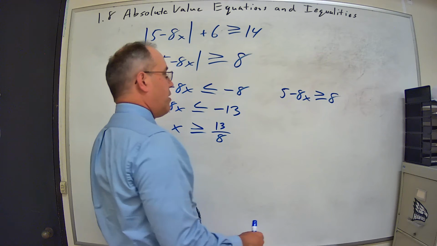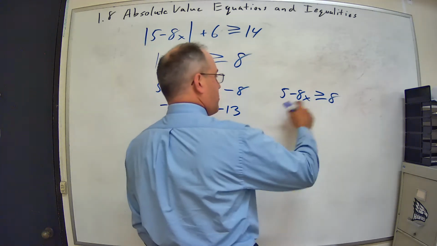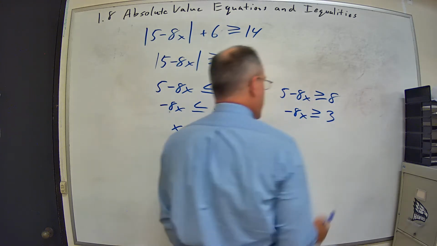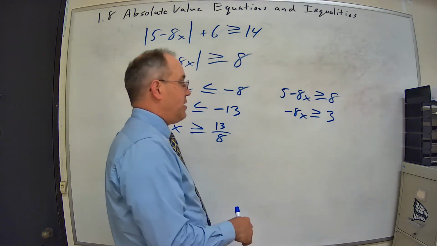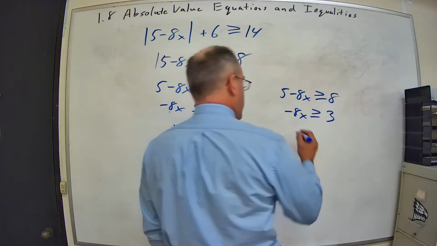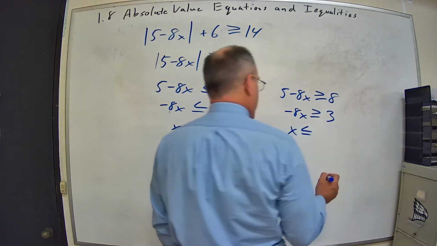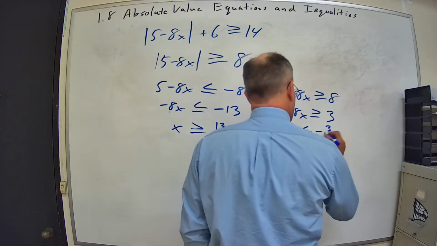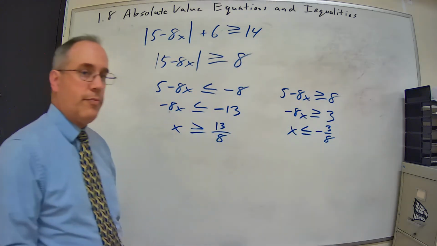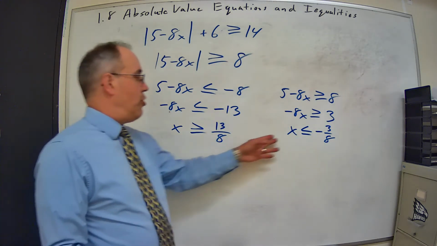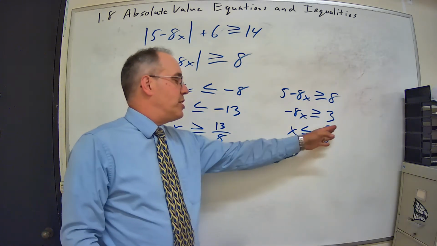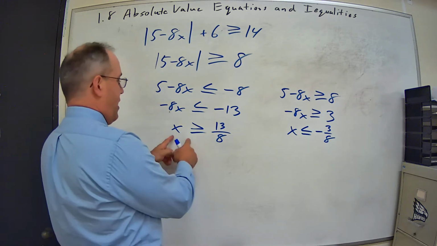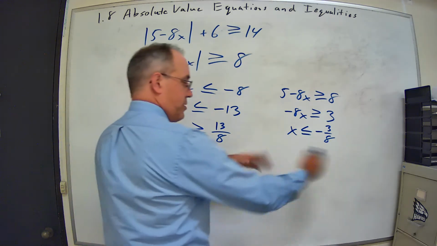And then if we come over here, we do the same thing, subtract 5 from both sides, -8x greater than or equal to 3, divide both sides by -8, which means we're going to flip the inequality, so x is less than or equal to -3/8. So if you notice, we now have x less than or equal to -3/8, so from -3/8 over, and we have x greater than 13/8.